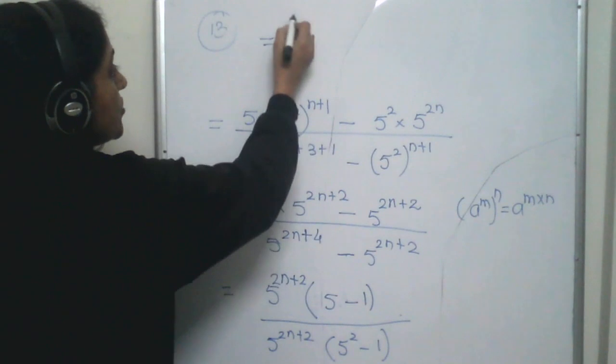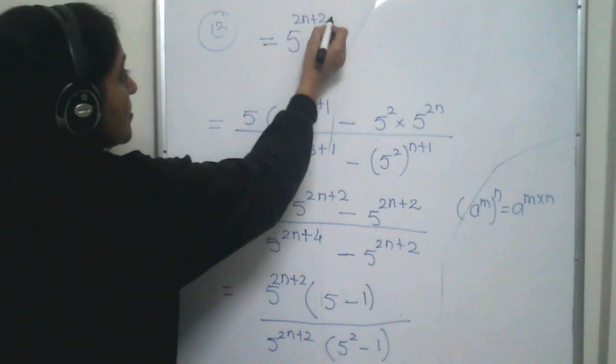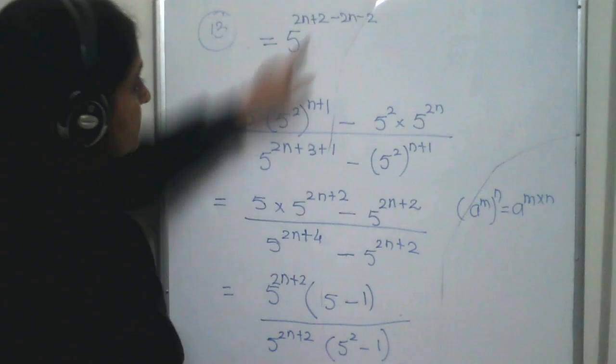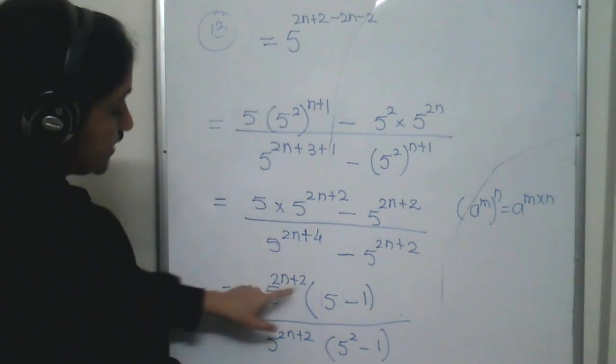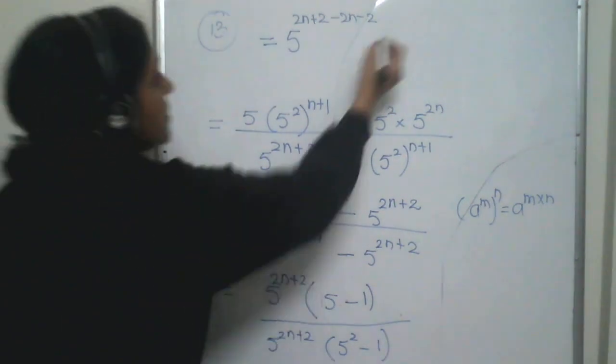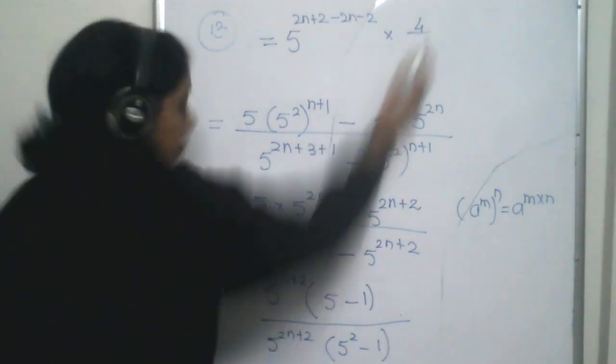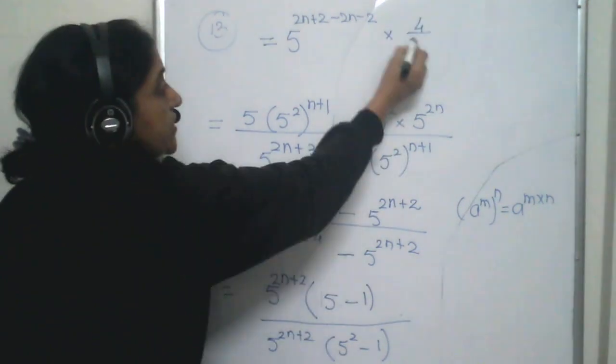5 to the power 2n plus 2 minus 2n minus 2. Why? I have directly subtracted here. This minus this is going to become 0. Now into 5 minus 1 is 4 and 25 minus 1 is 24.